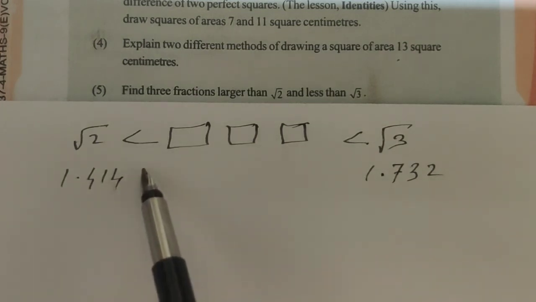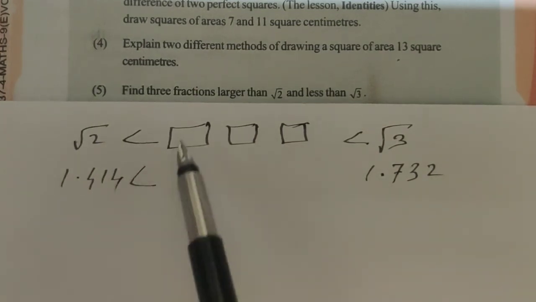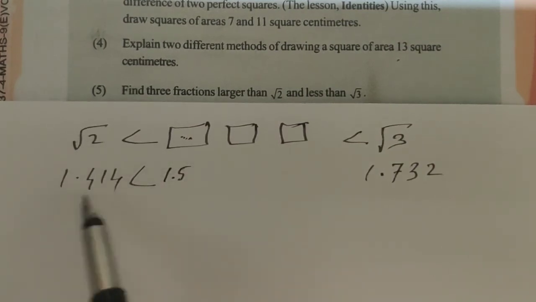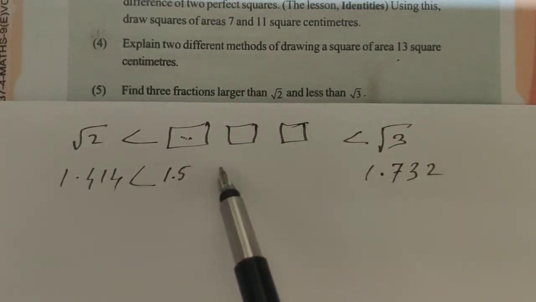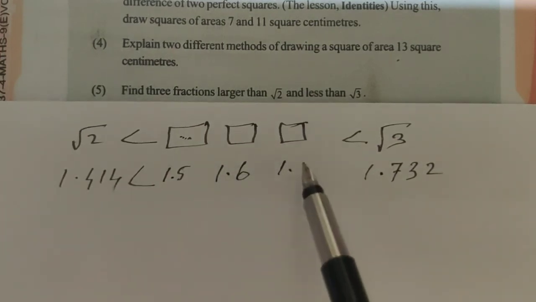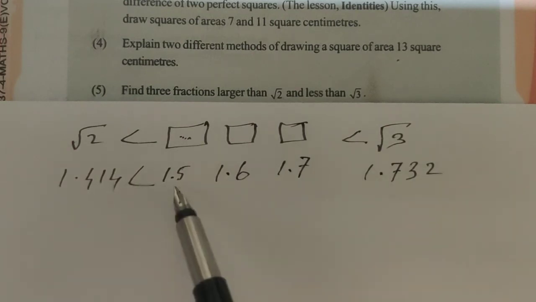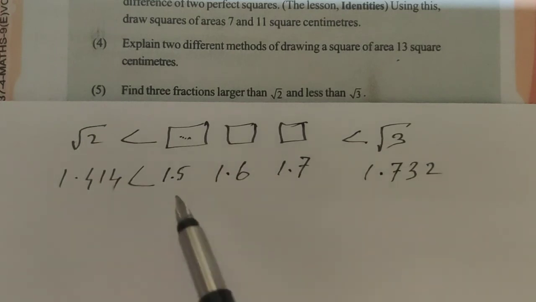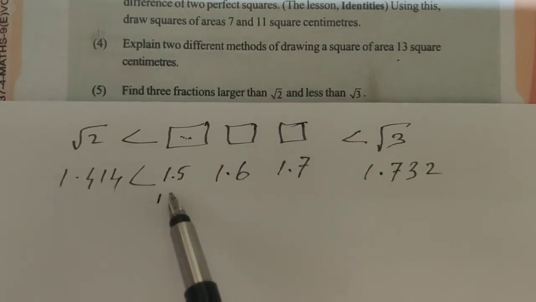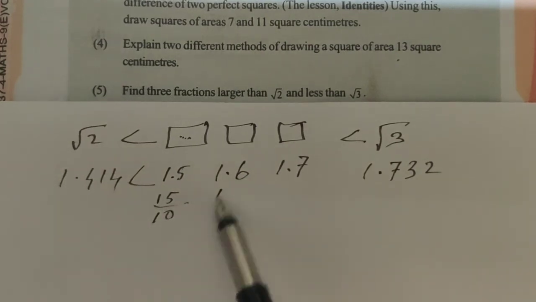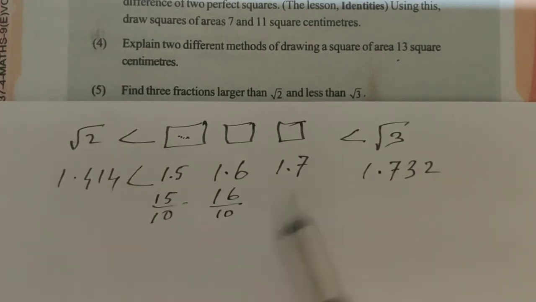What are the fractions? You can take here 1.5. Therefore, it is greater than 1.4. And also, you can take 1.6, and also you can take 1.7. 1.5 lies between these two. 1.7 also lies between these two. Then how do we express 1.5 in fraction form? That is 15 by 10. This is 16 by 10. This is 17 by 10.